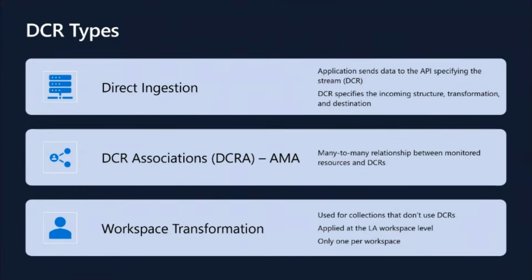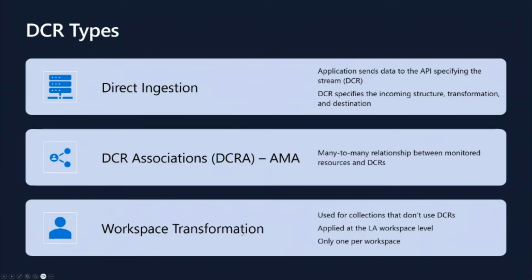There are a couple of different DCR types that we can work with. The direct ingestion type of DCR is the one where, if I'm running my own custom application, I'm going to interact specifically with one DCR. Connectors can also do direct ingest. Again, the application is sending data to the API endpoint that's specified by that DCR, and the DCR is specifying the structure, transformation, and the destination.